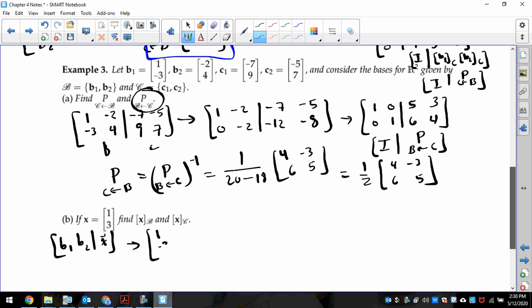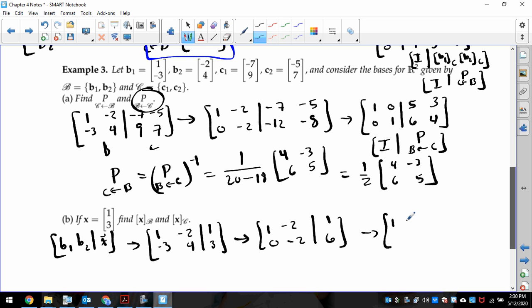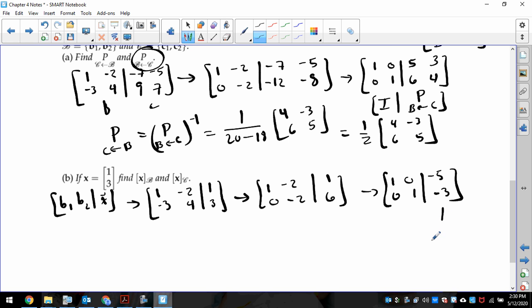So let's go ahead and do that. So here's B, B1 and B2. Here's x. We'll row reduce. So I had to add 3, so it's going to be 1 and a 6. -5. And then this is going to be a 1 and a -3. Okay, so what did we just find here? On the left, this is the identity. And on the right, this is the B coordinates of x.